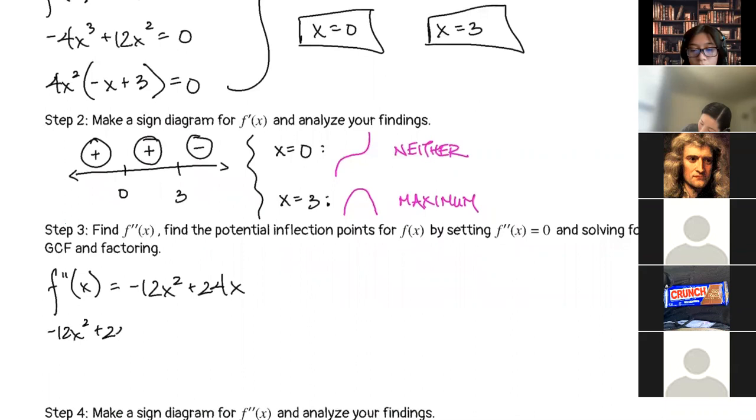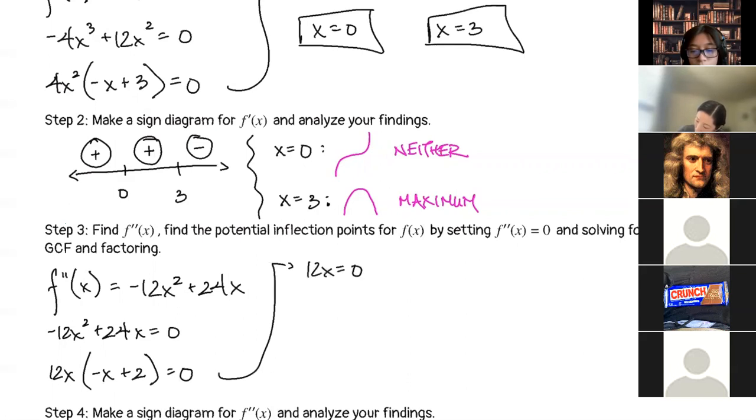And so while I'm writing this, think about what you would factor out as your greatest common factor. Remember the key word here is the greatest common factor. I would agree with Umar, we've got a 12x. That'll leave us with negative x plus 2 on the inside. All right, let's find those x values. We've got 12x equals 0, which means x equals 0. Or we have negative x plus 2 equals 0, which means x equals 2.